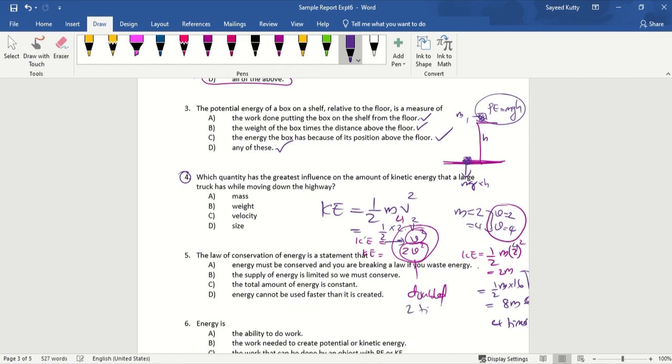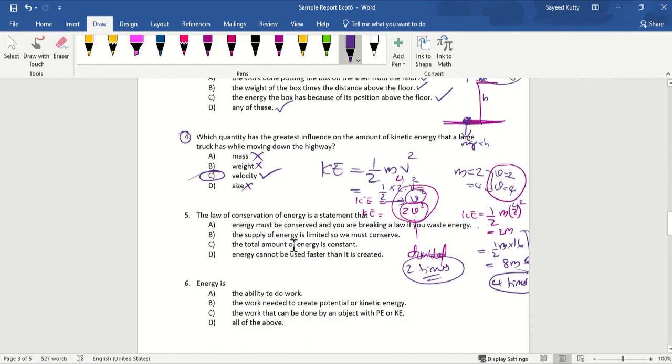Here it was 2 times. So which one will have more impact on the kinetic energy? Is it the mass or the velocity? The answer is very clear, not mass, it is velocity. So we discard these two, right? So the answer is C. The velocity has a big impact. Now let's move to the next question.